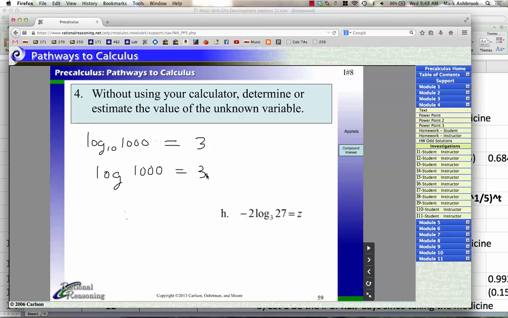Because our number system is based on 10, we can also write this log with nothing there. When nothing is there, it means base 10 because our number system is in base 10. So when you just see log and no base, imagine a 10 there. It means 10. Okay, so this is called the common log. We got another one.